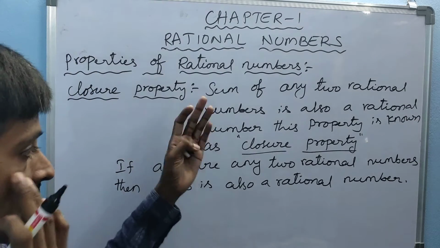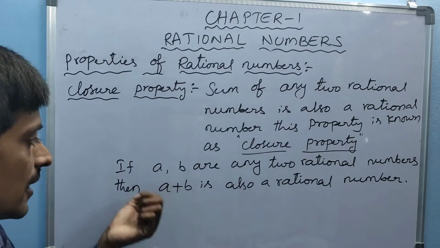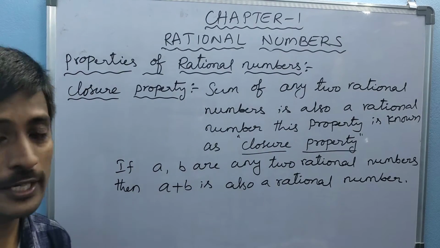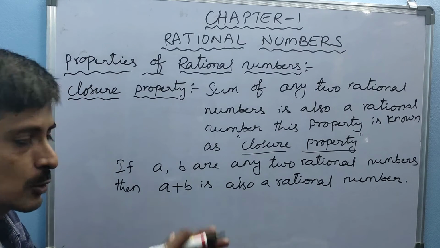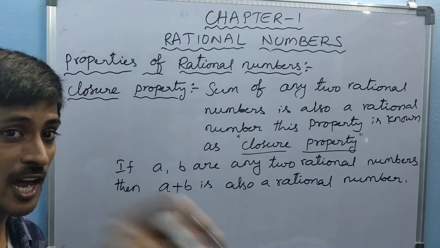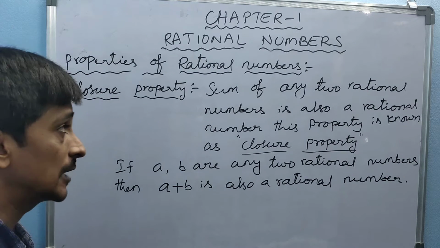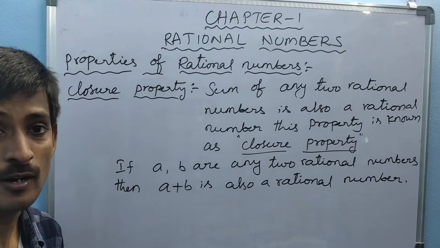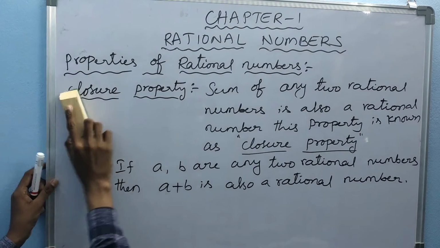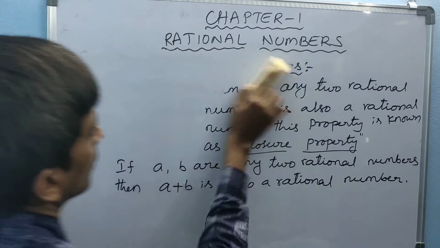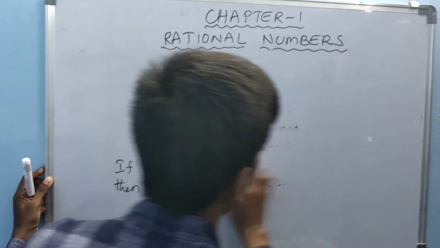Sum of any two rational numbers. Here I will take a and b as any two rational numbers. So a plus b, if we add the two rational numbers, it gives also a rational number. That property is known as the closure property. Okay, I will give some examples to help you understand.